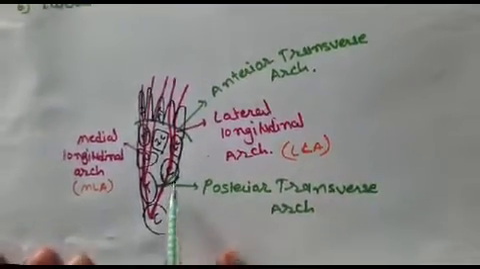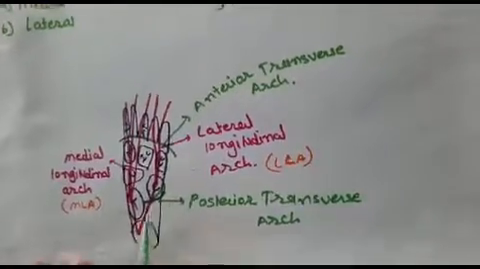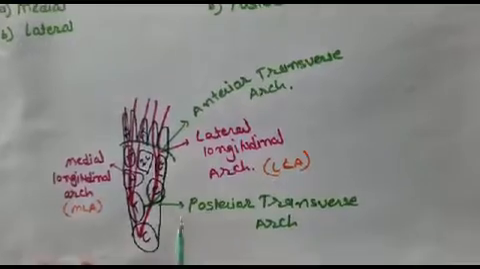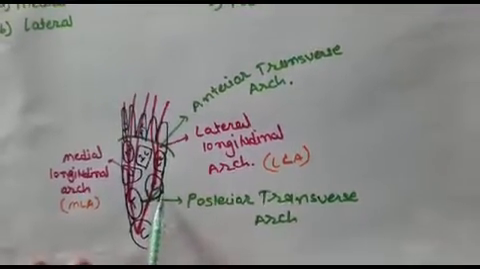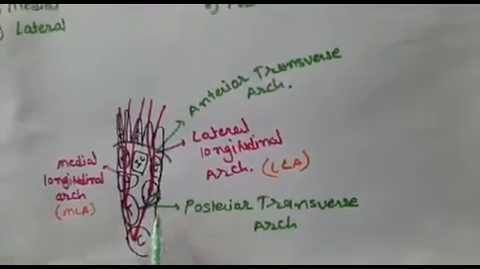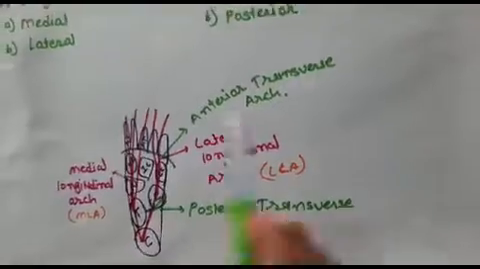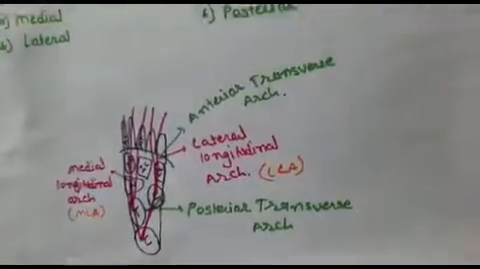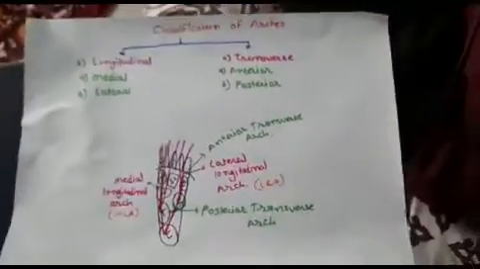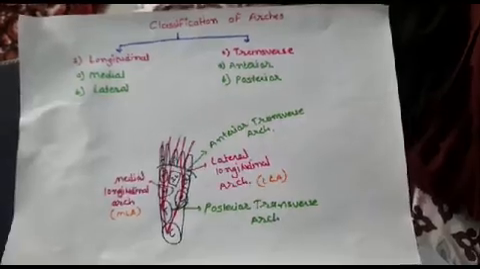Now about the posterior transverse arch. The posterior transverse arch is a half arch, very small, and just one line. It passes through the posterior part of the bones, and that is why it is called the posterior transverse arch. Both arches spread transversely. And that's about the classification of the arches, which you can write down in your notes along with the diagram.